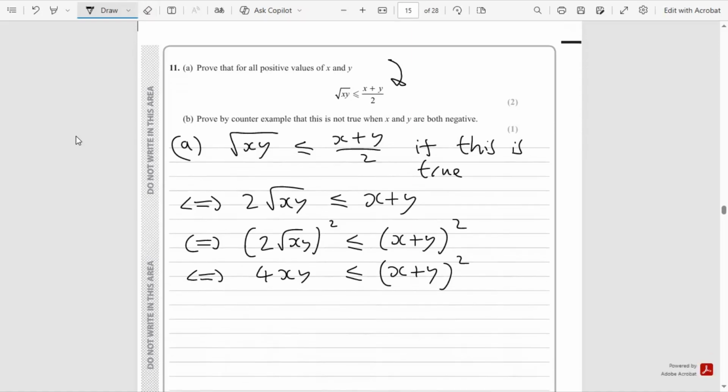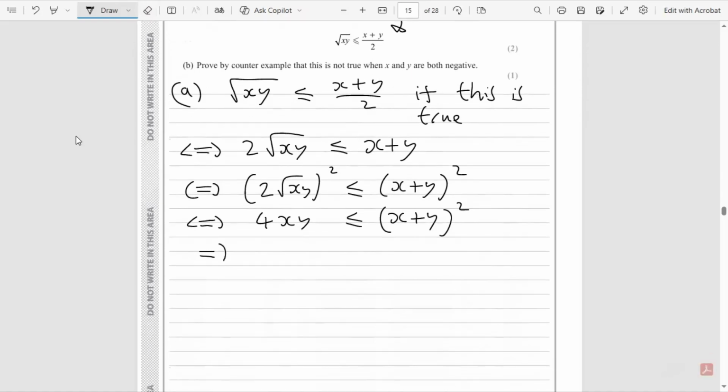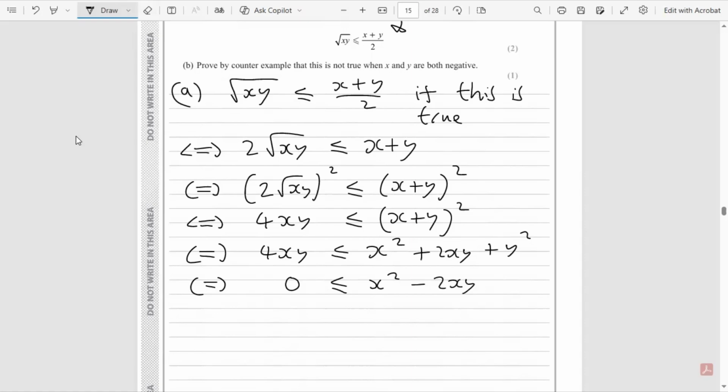Now, I'm going to expand the brackets on the right-hand side next. So this statement is equivalent to saying that 4xy is less than or equal to x squared plus xy plus another xy, so 2xy, and then plus y squared. Now I'm going to subtract the 4xy onto the other side. So we have 0 is less than or equal to x squared, and then 2xy minus 4xy, that would be minus 2xy, and then plus y squared.